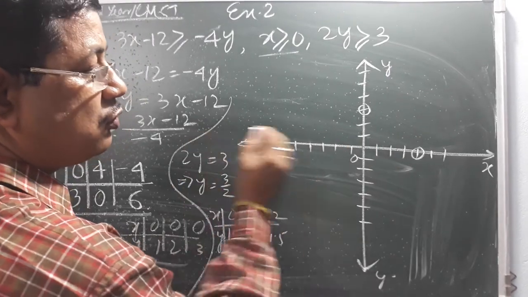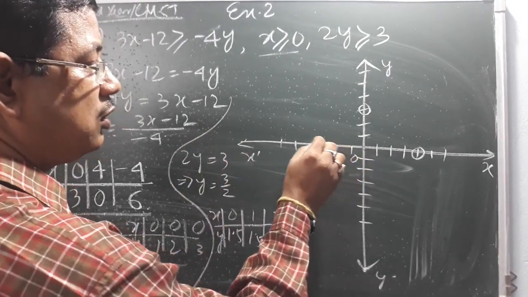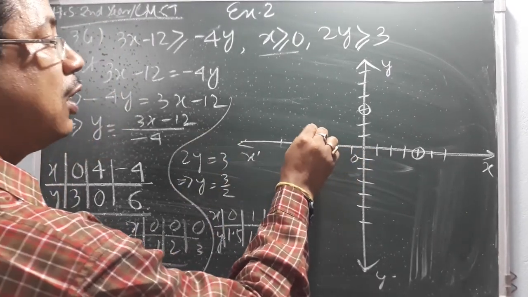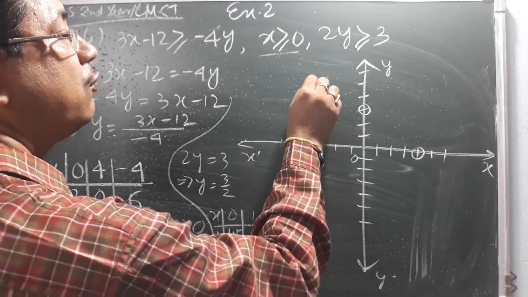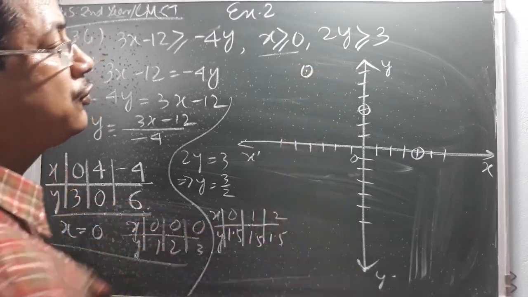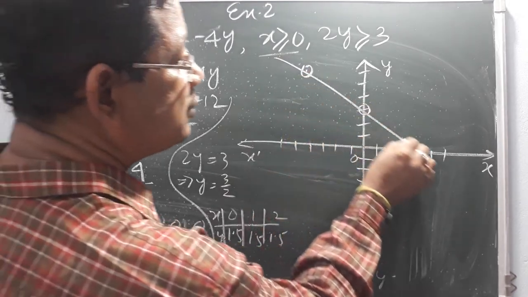That is minus 4 on the X axis, so of course it will go on this side: 1, 2, 3, 4. Then plus 6: 1, 2, 3, 4, 5, 6. So this is our (-4, 6). Now we have to join them by a straight line.